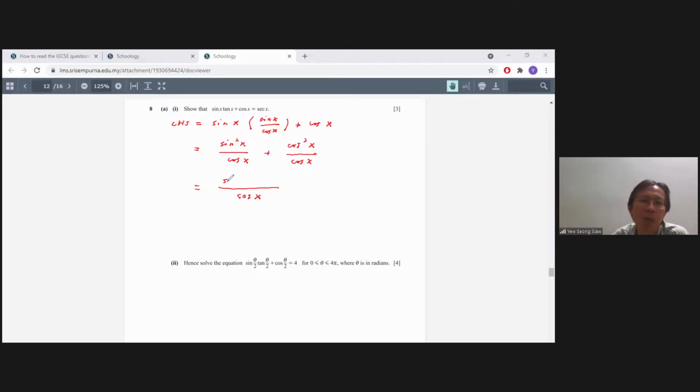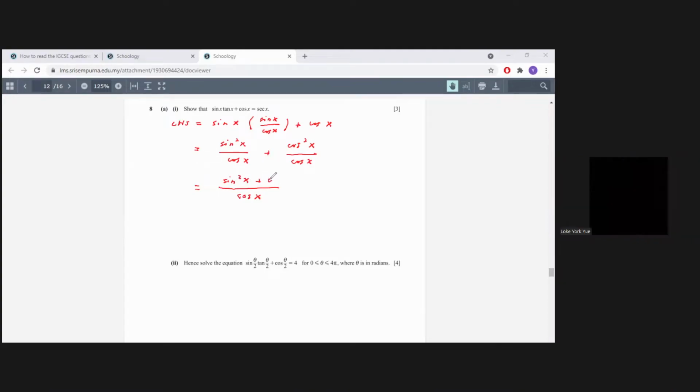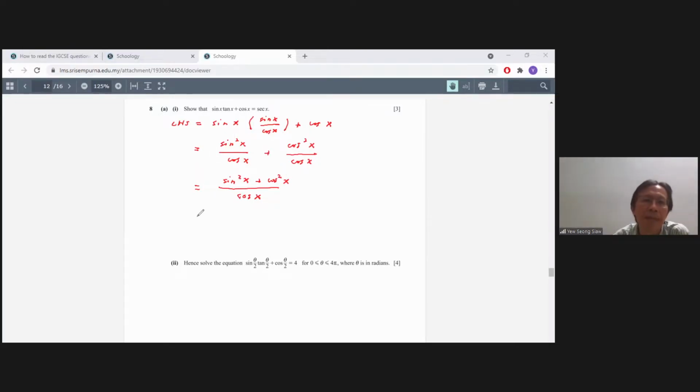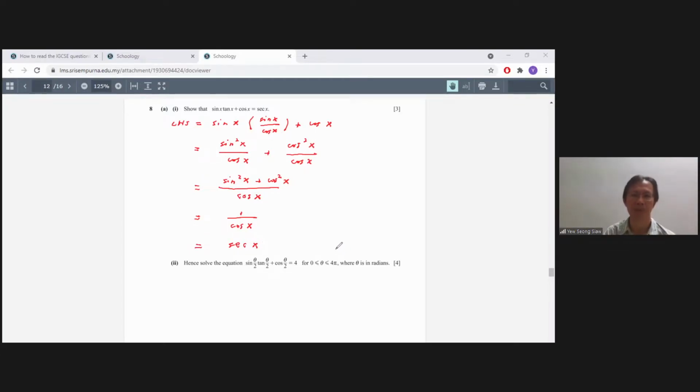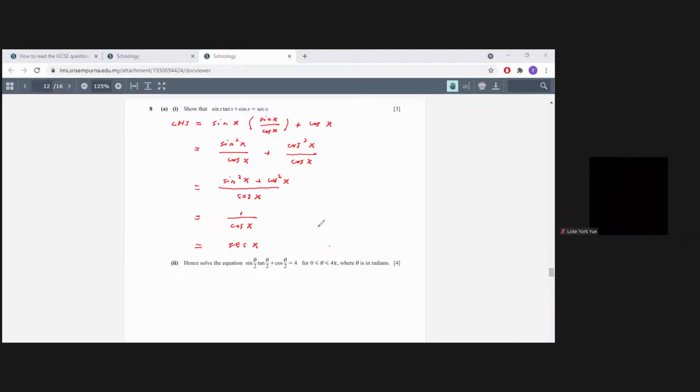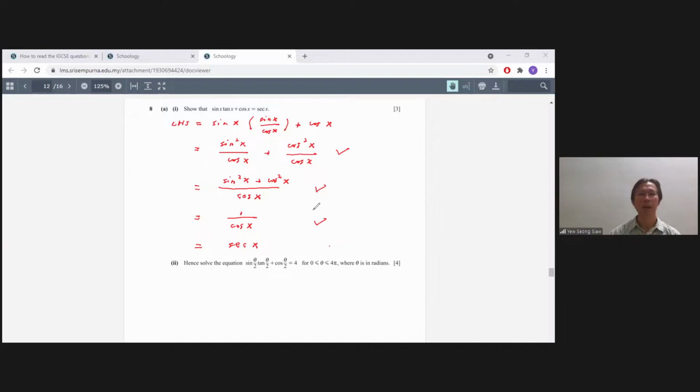This one you copy one more time because you want to show properly. Next time in the exam, you copy one more step, then only you put 1 over cos, equals to secant x. Secant x, correct? So you want to see 1 over cos x, then you want to see secant x. 3 marks. Thank you.